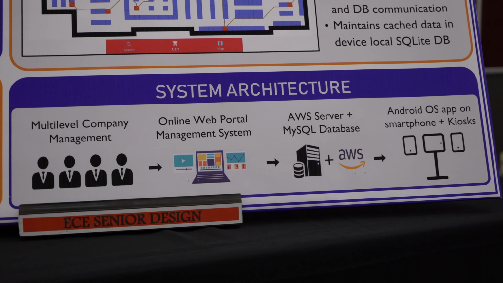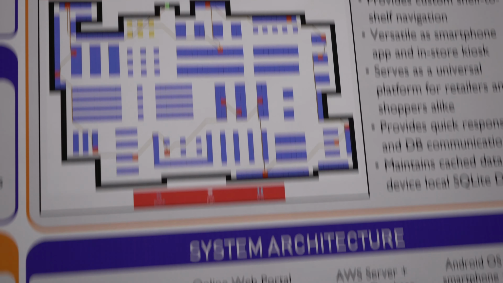Our web platform utilizes HTML, CSS, Java, JavaScript, and it's a Java MVC application. And our Android app uses Java, and they're both in constant communication with our SQL database, our relational database that we have on our AWS server.